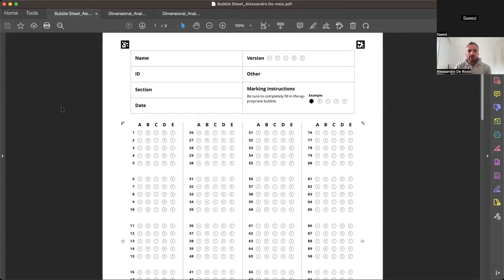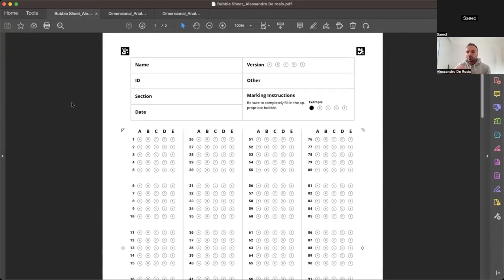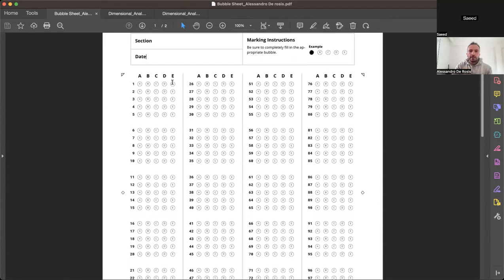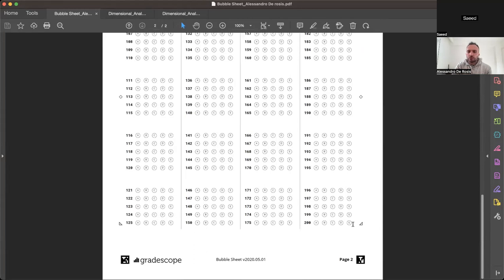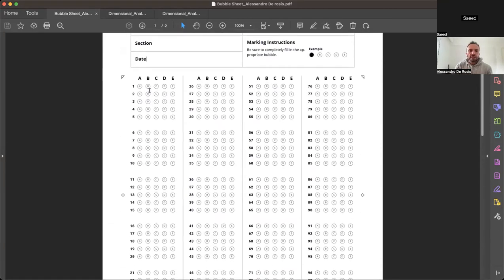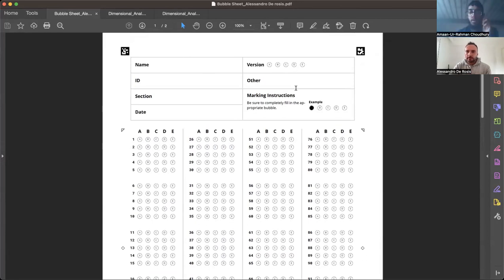You will receive this piece of paper too, called the bubble sheet. Once you receive it, first put your name and your student ID. Then this document contains the possibility to reply to 200 questions. Never mind, just consider the first 30 questions and fill the circle corresponding to the correct answer. That's it. Then I will collect these bubble sheets and post-process them.